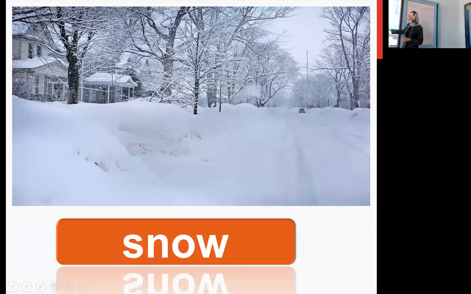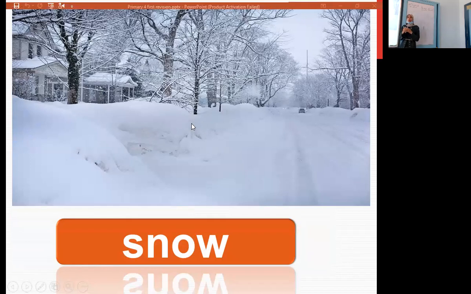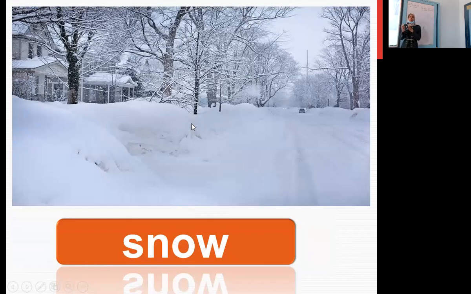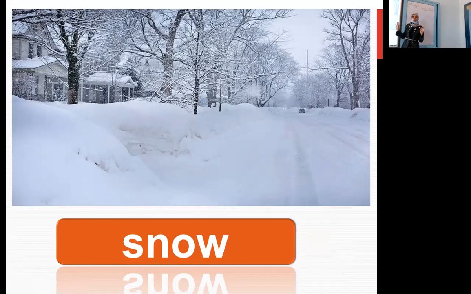And this is what we call snow. Snow is something that falls naturally from the sky. So the difference between ice and snow. Of course, ice is something like when we put some water in the freezer. So it makes ice. Whereas snow is something that falls from the sky naturally. Okay, so this is snow.